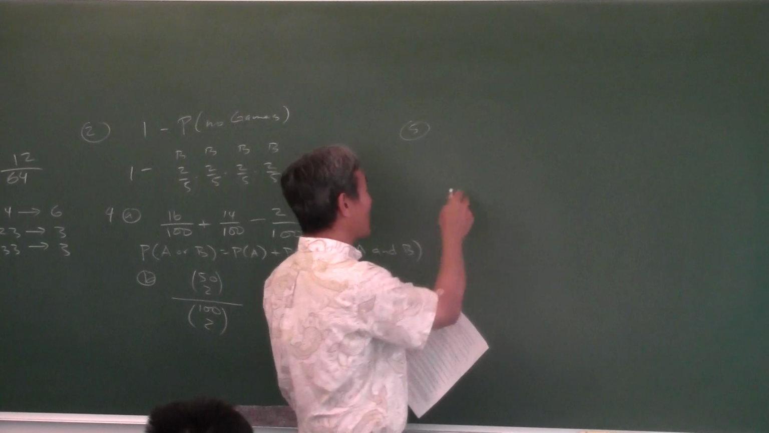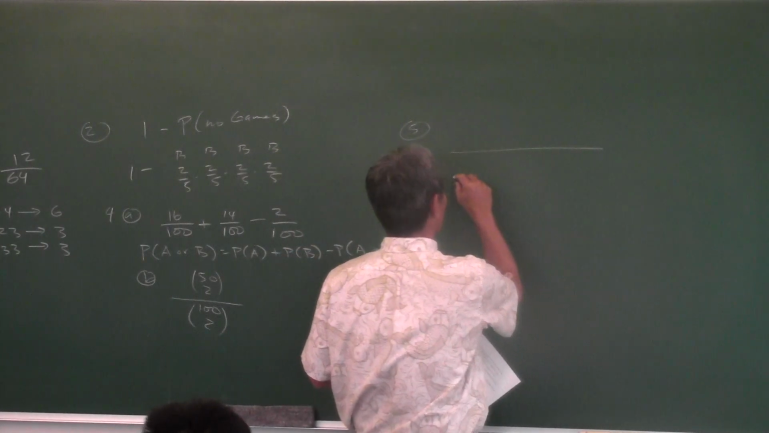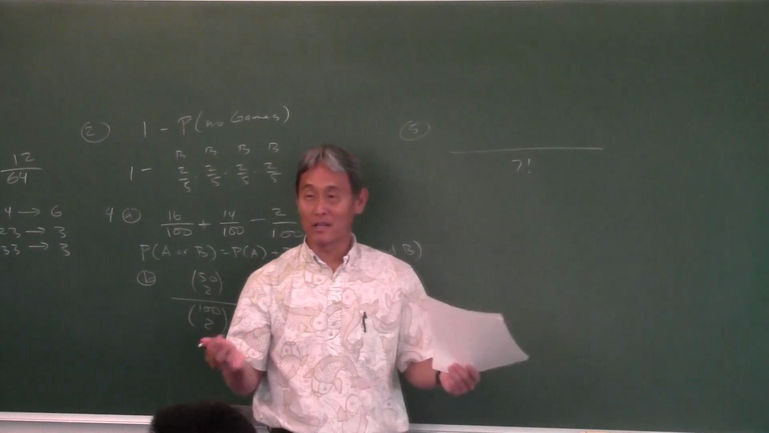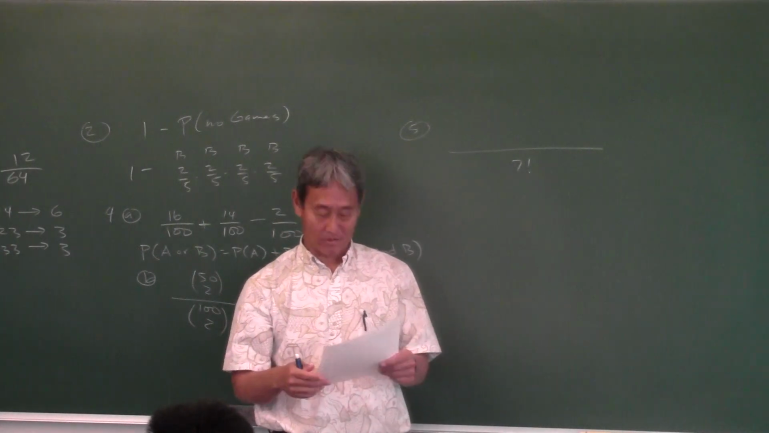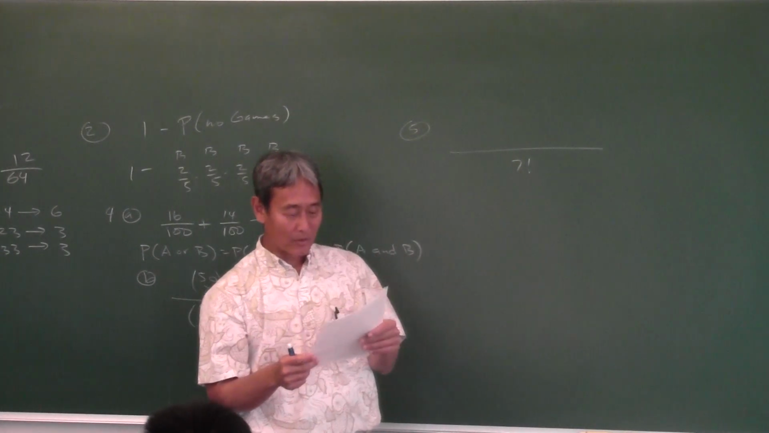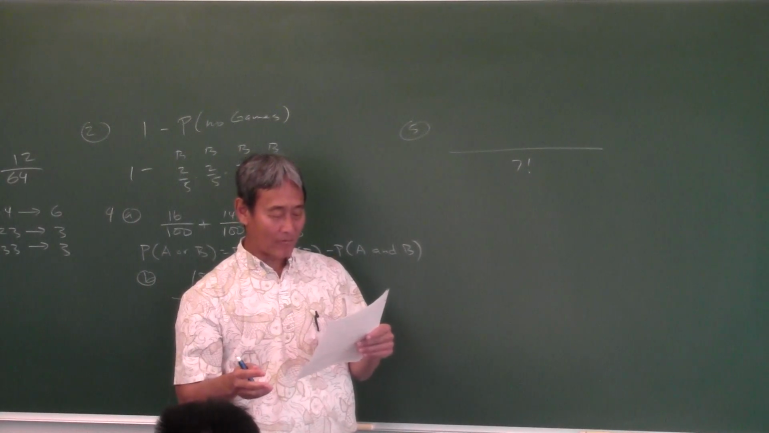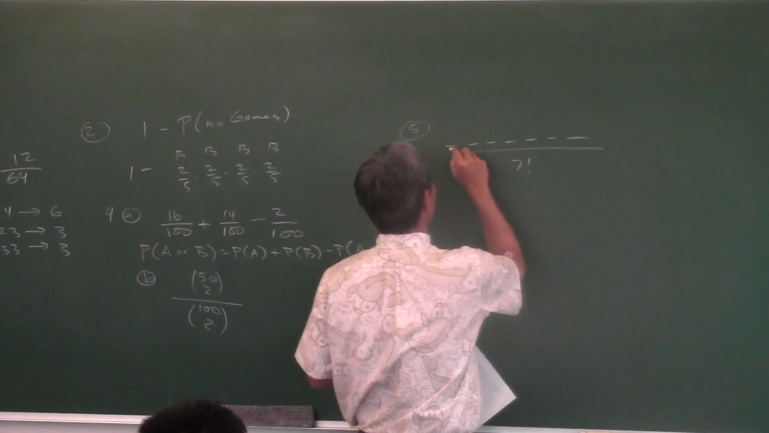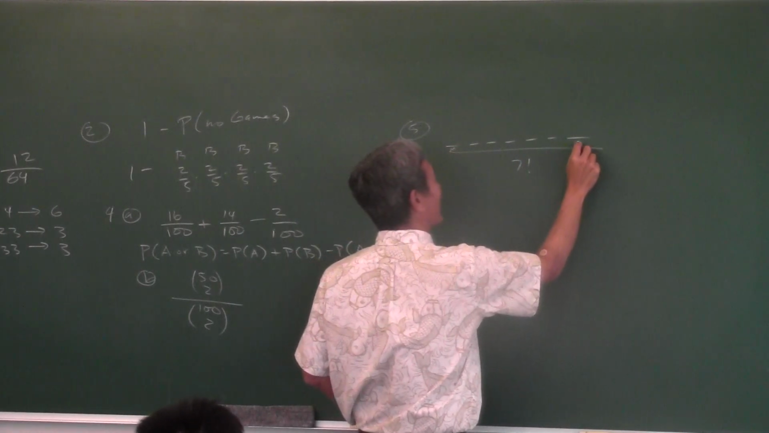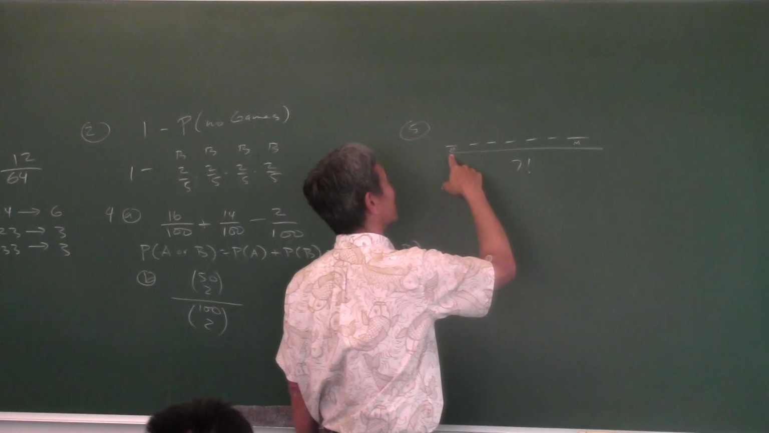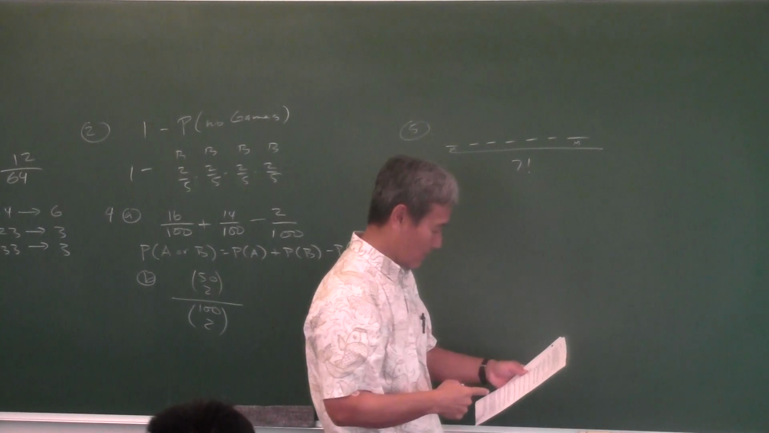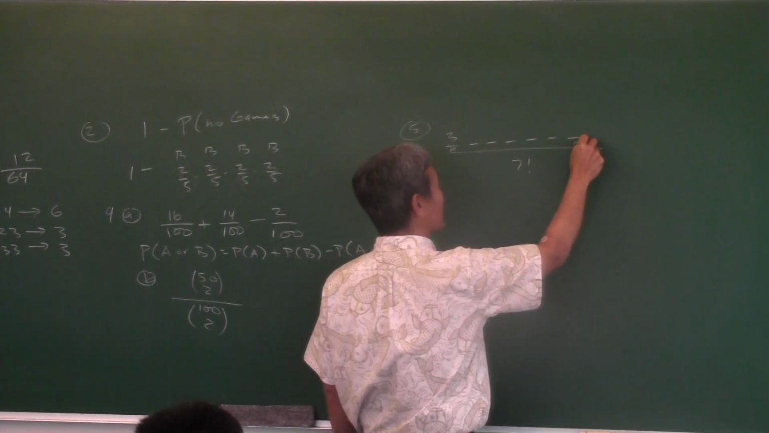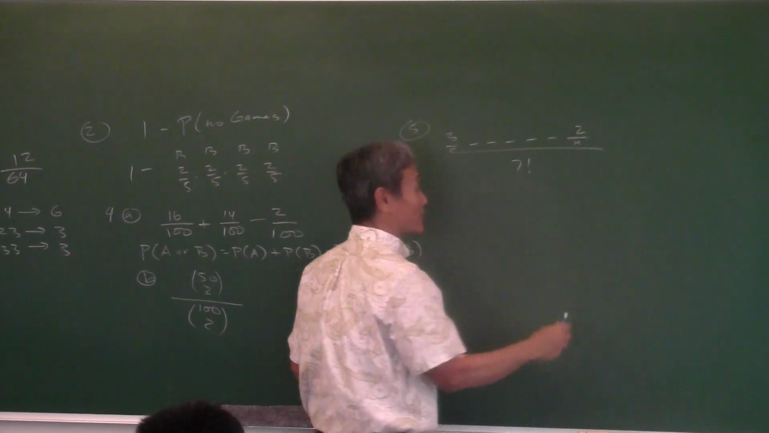So let's do the denominator first. Can we just put 7 factorial? Yes. How many ways can you arrange 7 people in a row? 7 factorial, right? Okay. Now, we got 3 men and 4 women. Men have to be seated in the first and last position. So 1, 2, 3, 4, 5, 6, 7. A man has to sit here and a man has to sit there. How many choices? 3. And then, 2. Now there's 5 people left.